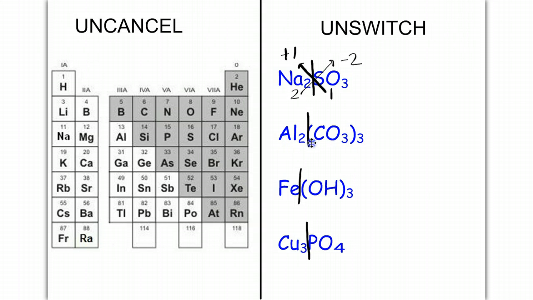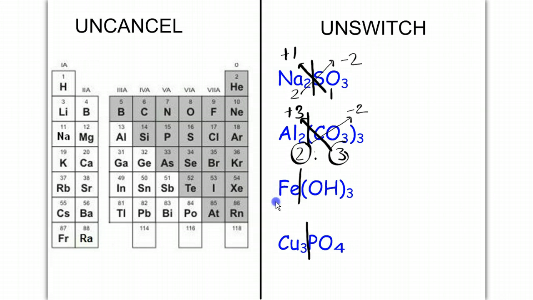Here's aluminum and carbonate. This 2 means that carbonate must be a -2 charge, and this 3 down here means that aluminum must be a +3 charge. So again, we have a 2-to-3 ratio, and if we unswitch them, that tells us what charges we have. Remember that your cation is always positive, your anion is always negative. Cation, anion. Positive first, negative second.